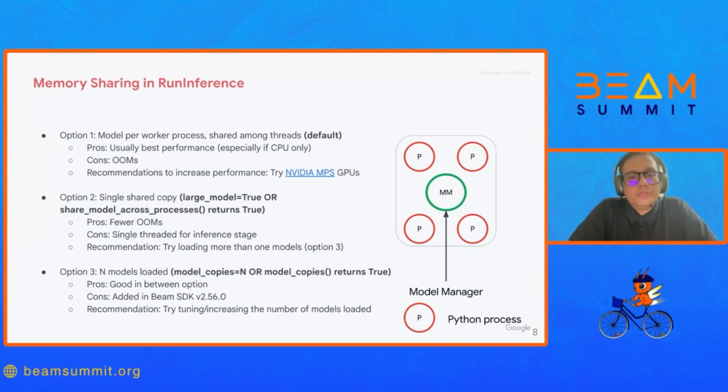The third option is to specify the number of model copies to be loaded, and that many processes will be started, and each model will sit in its own process. This is a good in-between option, and it is available from Beam SDK version 2.56 onwards. Linking it back to the utilization, if there are fewer copies of the model loaded or large model is set as true, then try to load more models, and that should help improve the utilization.